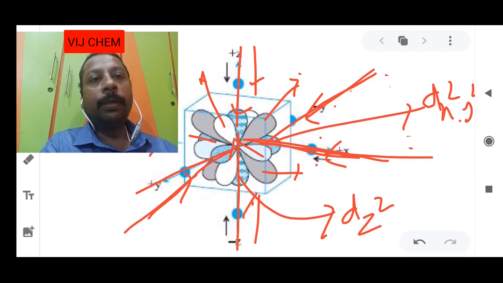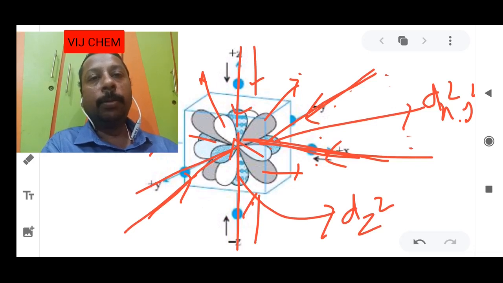Eg. The place where dx square minus y square and dz square stay together is called Eg. The remaining three orbitals dxy, dyz and dzx stay together, and that is called T2g. So the d subshell is no more a single subshell; it is two groups. One group is called T2g, another group is called Eg.